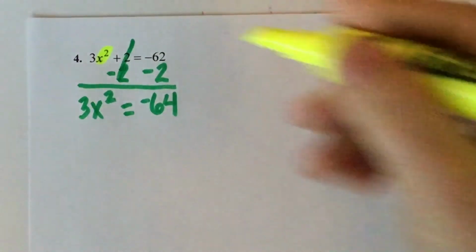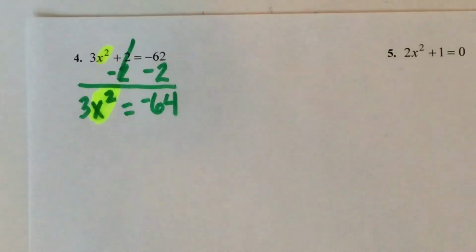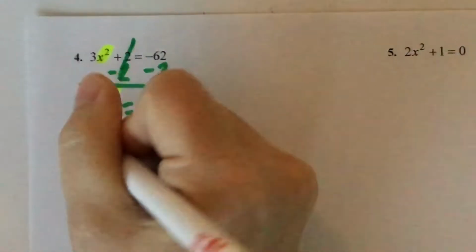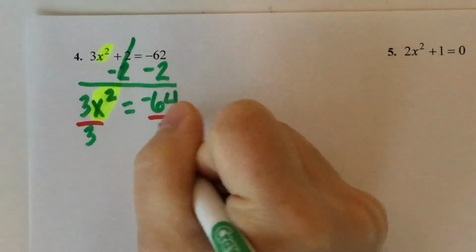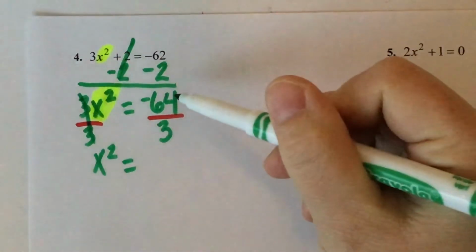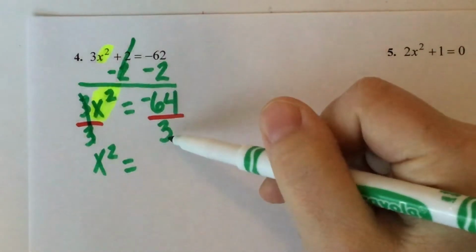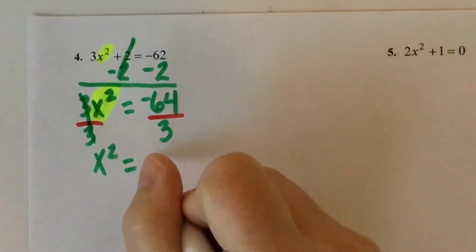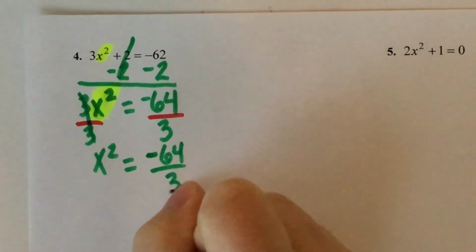Don't square root yet. Sometimes people try to square root before they're supposed to. You have to get x squared by itself before you can square root. So how do we get rid of the 3? We divide. So we're going to divide both sides by 3. The x squared comes down. The equals comes down. Now, if you can divide this, divide it. If you can reduce it, reduce it. But it doesn't divide, it doesn't reduce. So we just leave it negative 64 over 3.